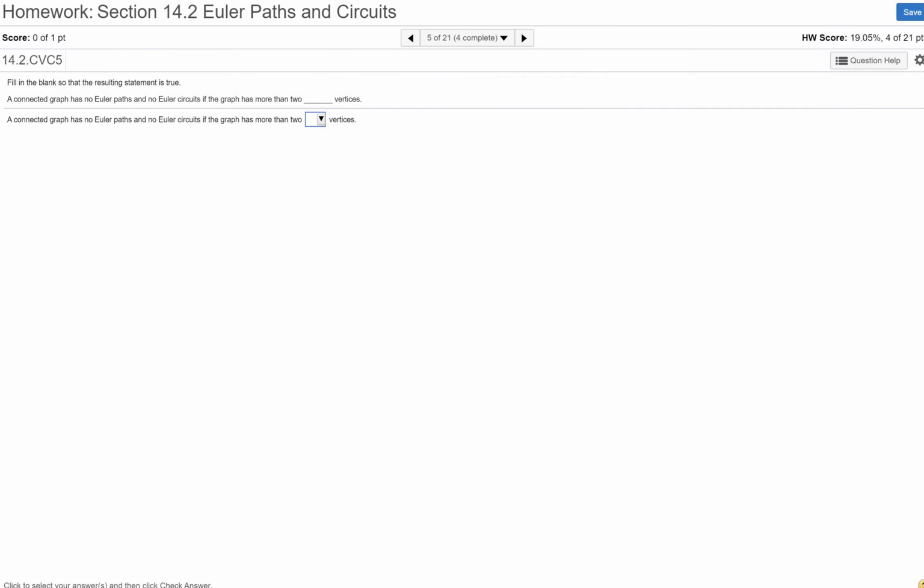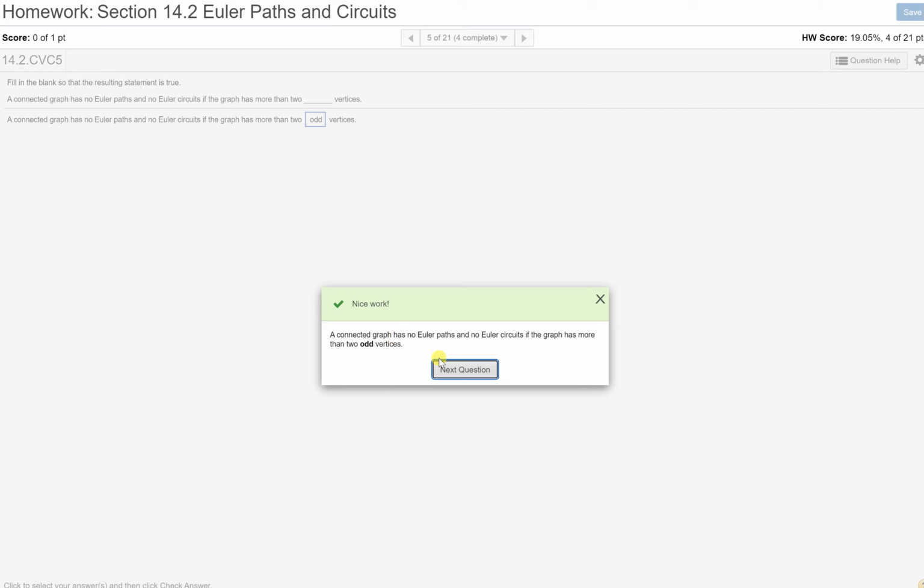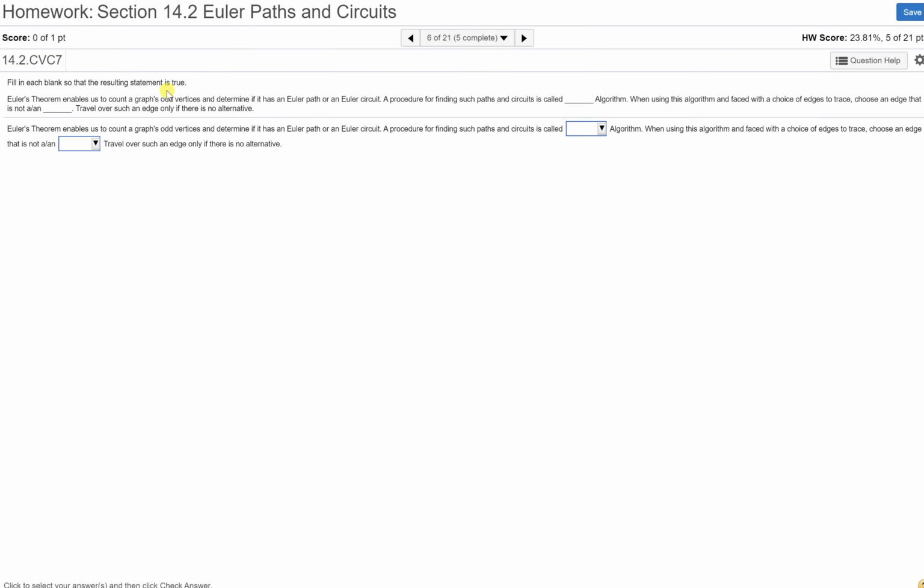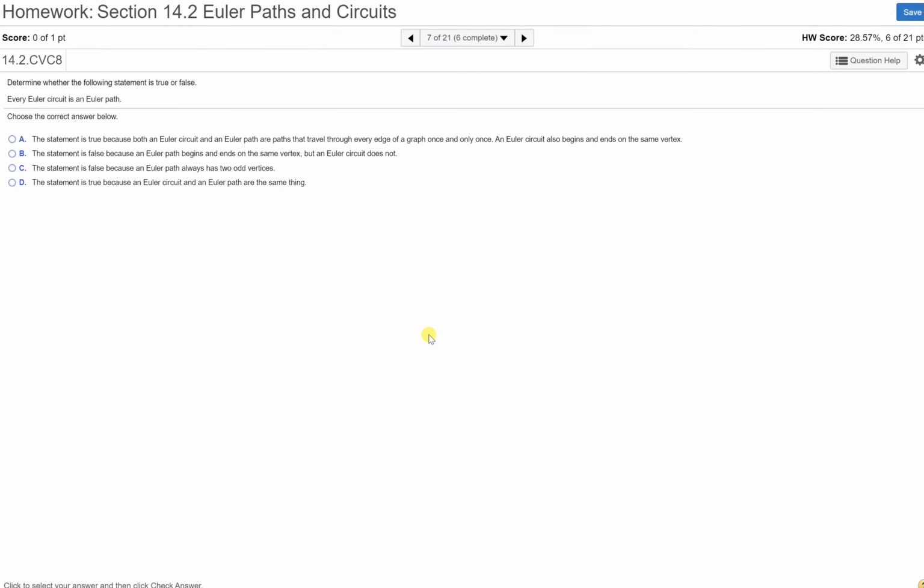A connected graph that has no Euler paths and no Euler circuits has more than two odd vertices. Okay. Remember, odd vertices come in pairs. So Euler's theorem enables us to count odd vertices. A procedure for finding such a path and circuits is called Fleury's algorithm, right? When using the algorithm, faced with the choice between edges to trace, choose the edge that is not a bridge. You do not want to cross bridges. Okay, you don't want to disconnect parts of the graph.